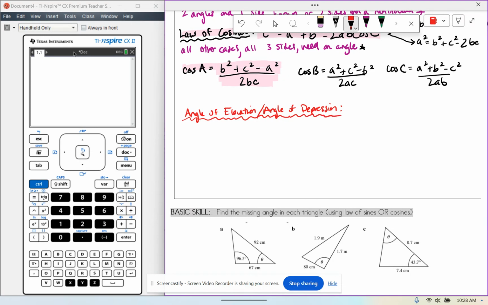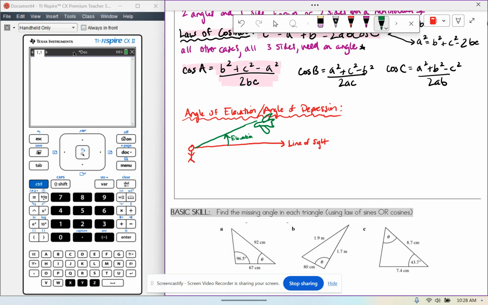Okay, so angle of depression and angle of elevation, all you have to know is that, let's say you are standing right here. When you look out directly from your eyeballs, that is called your line of sight. And if you have to look up to see something, that's called an angle of elevation, up. So let's say you see an airplane up in the sky. That would be your angle of elevation.